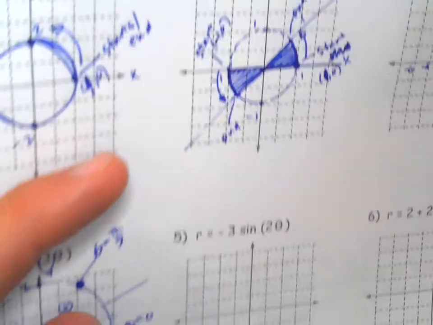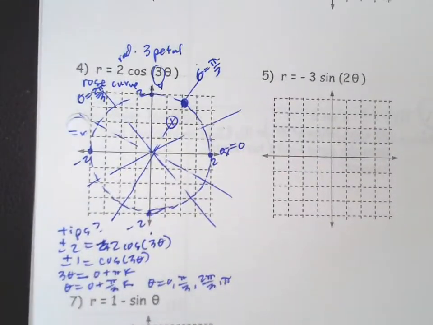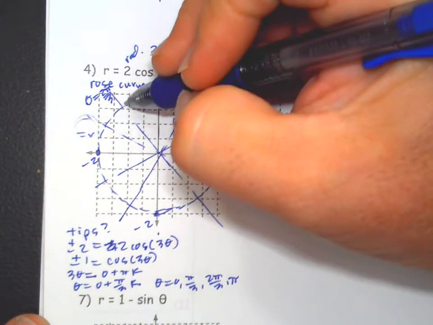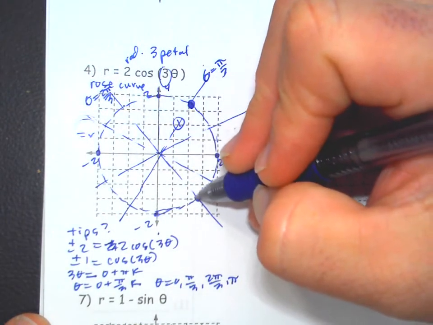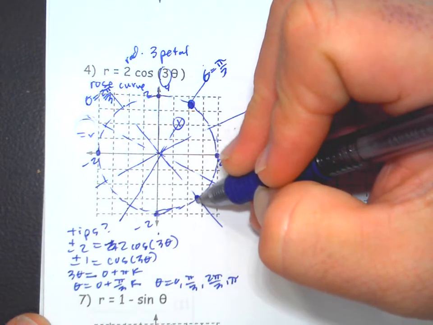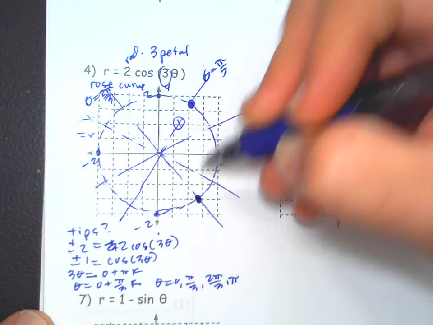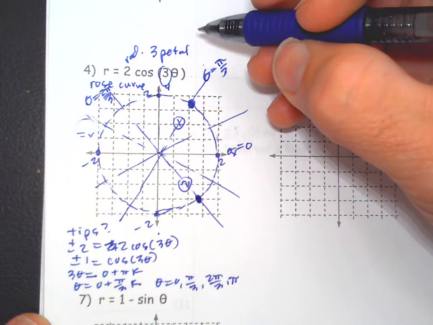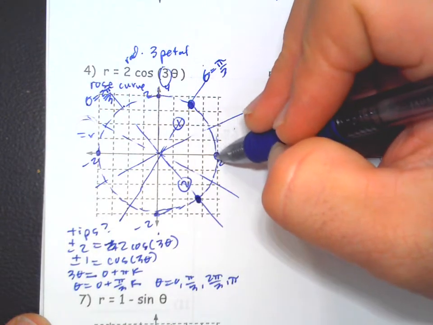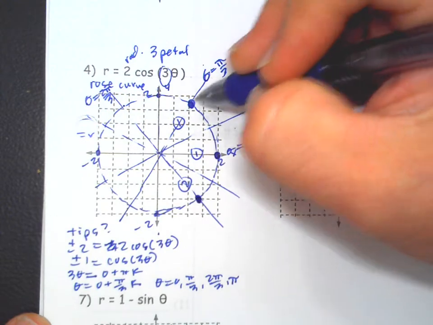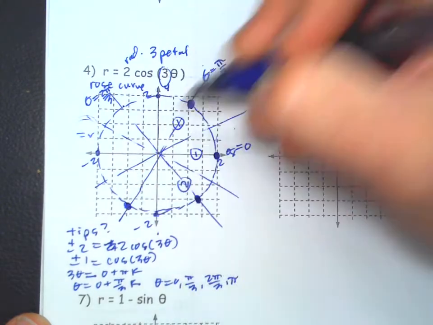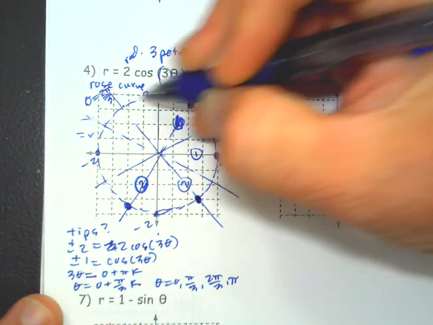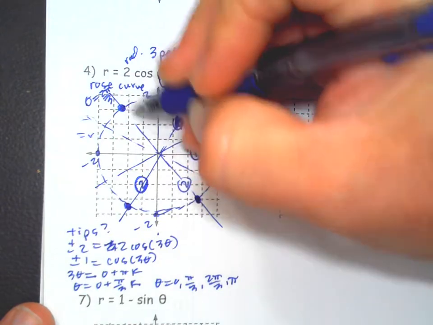Okay, so back to this one, graphing this rose curve. So that's the first petal. The first petal is at 0. The second petal is at pi over 3, but it's going to be a negative radius, so that's going to be over here. It's going to be the second one. I messed up there. And then the next one's going to be at 2 pi over 3, it's going to be a positive radius, so that's going to be the third petal.